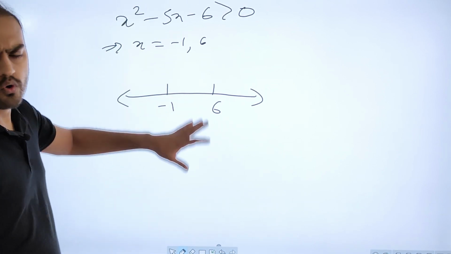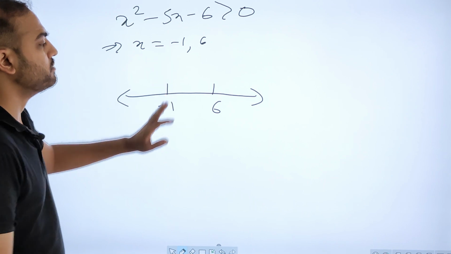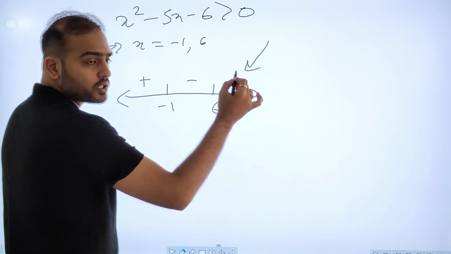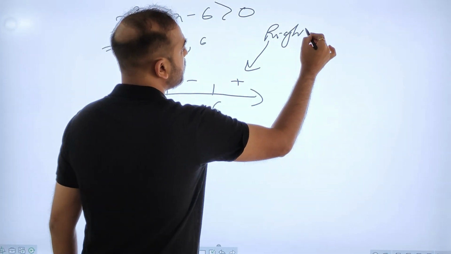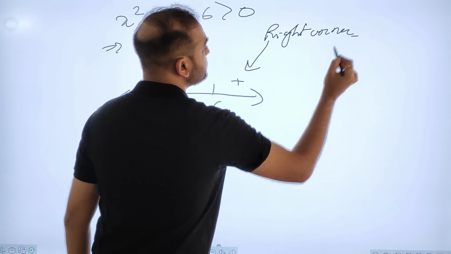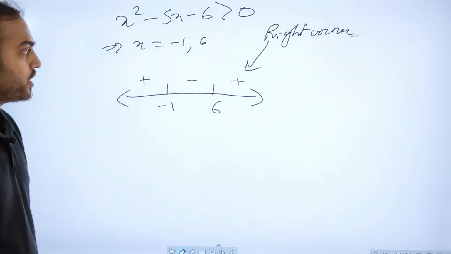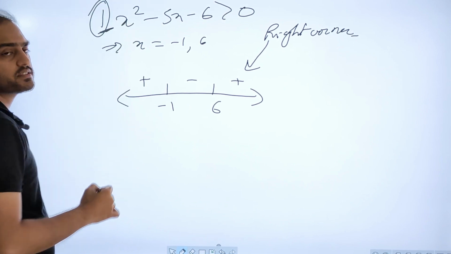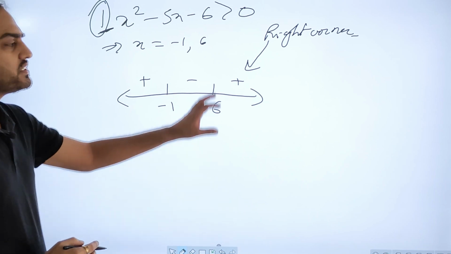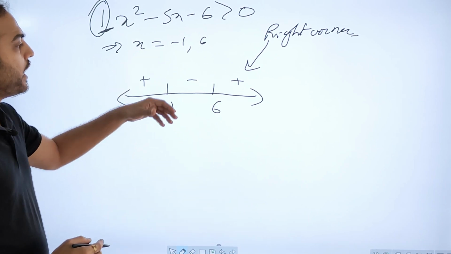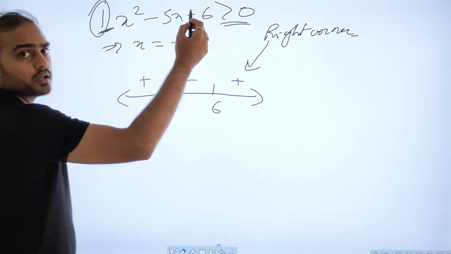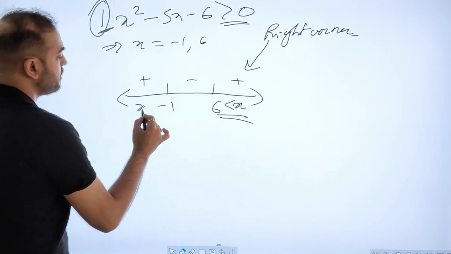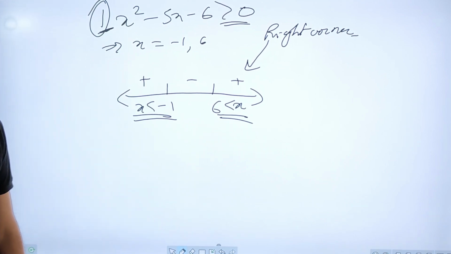Now if you're not interested in drawing the graph and all, no problem. Simply write plus minus plus. Always start from the right corner and always give the sign plus. And one more point, make sure that the coefficient of x square is also positive. Just write plus minus plus. And now what is the question wanting? It wants the answer to be greater than 0. So directly place x and you get the answer.